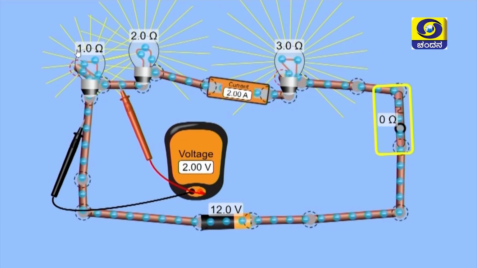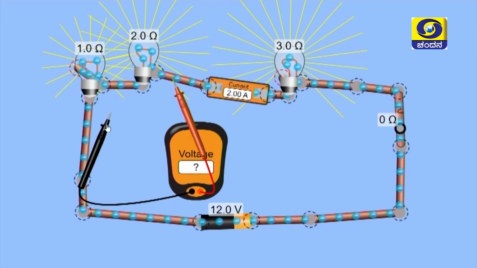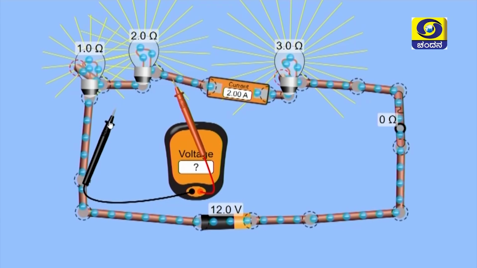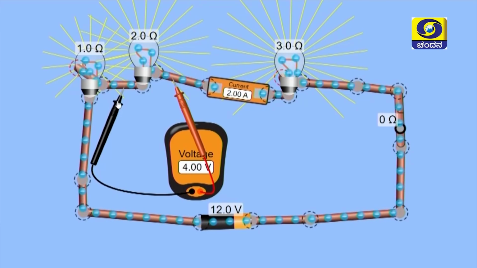So V is equal to IR. Children, remember, the voltage is 2 and the resistance is 1 ohm and the current is 2 ampere, as you can see in the ammeter. So 2 into resistance 1 ohm, we are getting 2 volt. Now what will happen at the ends of the 2 ohm resistor? What will be the potential difference? Yes, you are right, children, it is 4 volt.